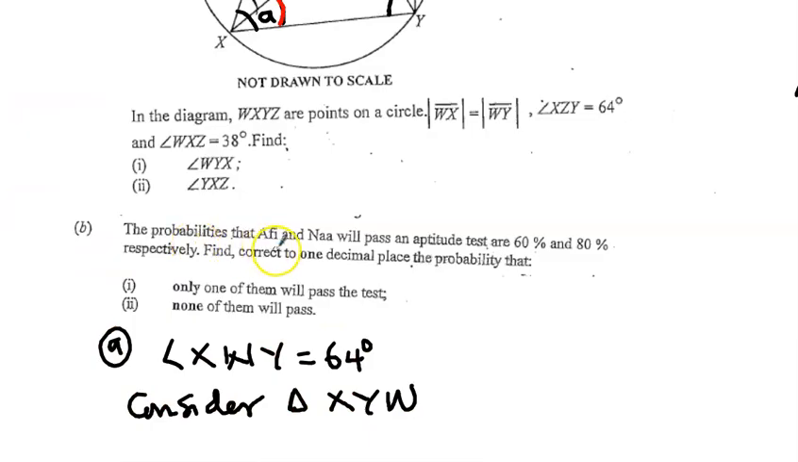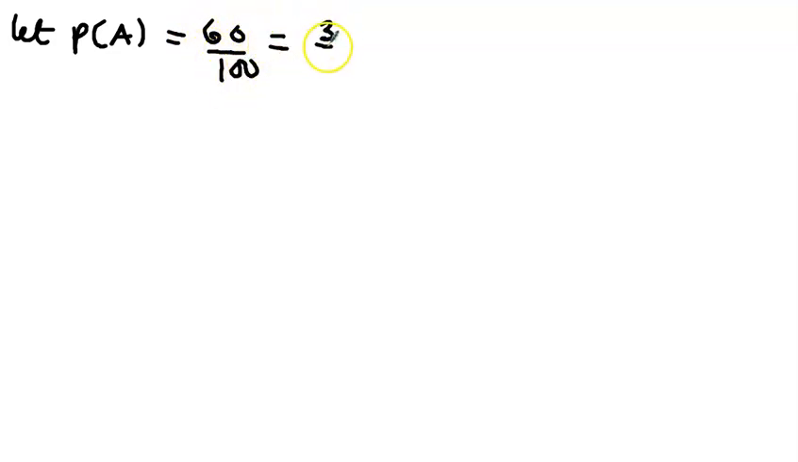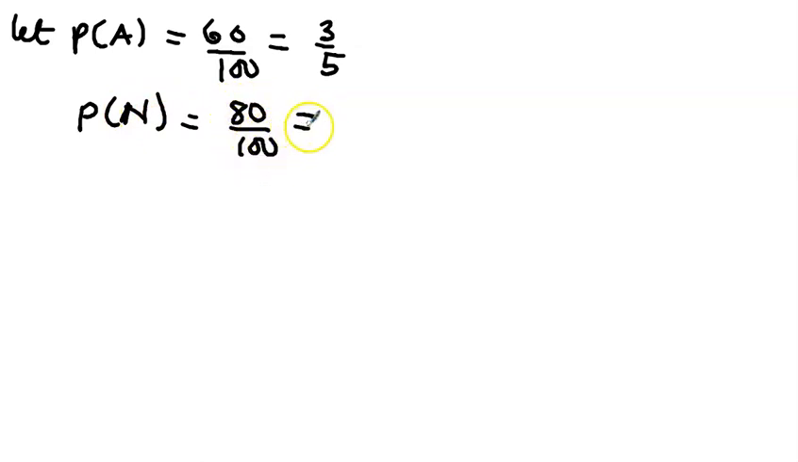Now let's move to the second part of the question. The probability that Afi and Na will pass an aptitude test are 60% and 80% respectively. We have to find, correct to one decimal place, the probability that only one of them will pass the test, and none of them will. So let the probability of Afi passing, that is 60%, be 60 over 100. When you reduce it, we have 3 over 5. And then Na will also pass the test is 80 over 100. And when we reduce it, we have 4 over 5. So these are the probabilities that they will pass.